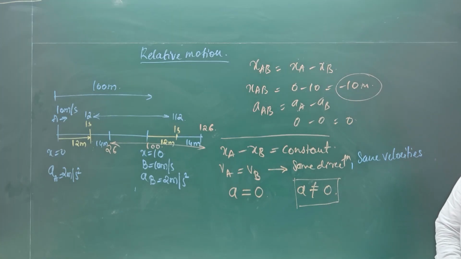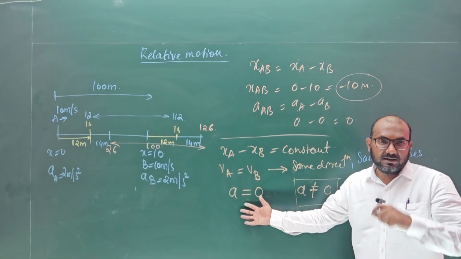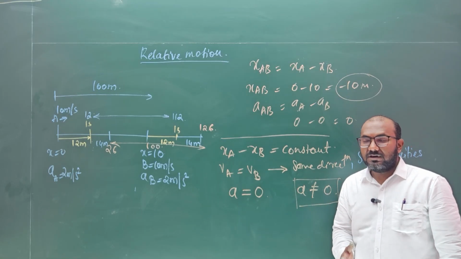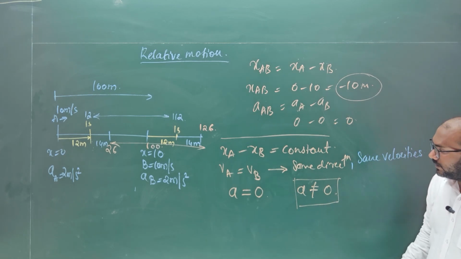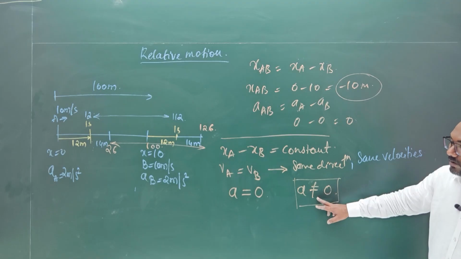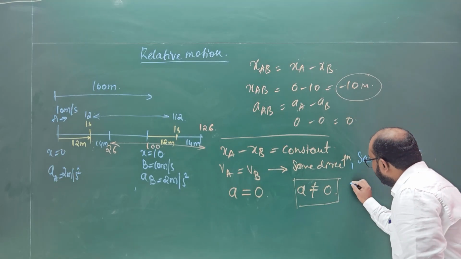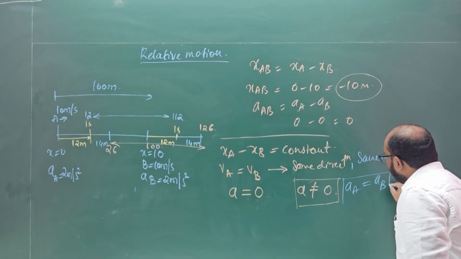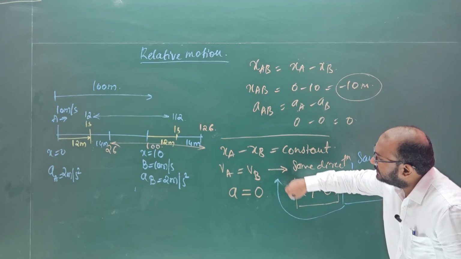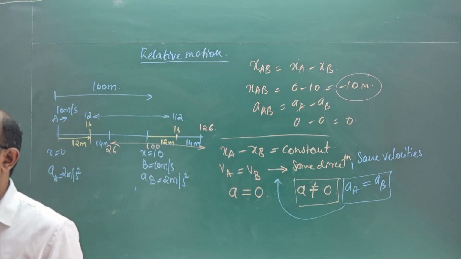Okay, the next thing, acceleration. If both are moving without acceleration, with constant velocity, acceleration becomes 0. Yes or no? Or can I also say that acceleration is not equal to 0? Either they can have acceleration, but the accelerations should be equal. So aA and aB must be equal. Then and only then these conditions are applicable. Understood? Okay, thank you very much.